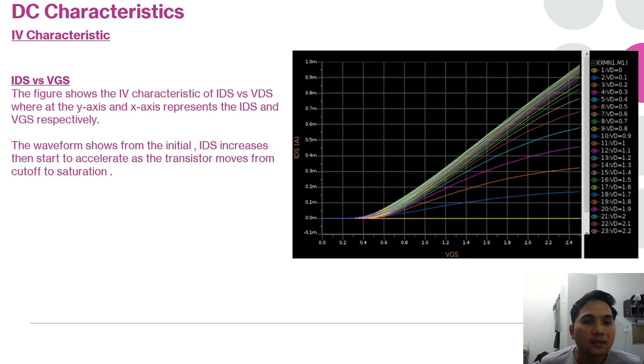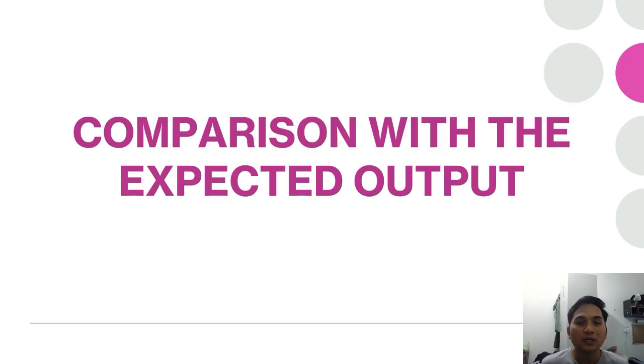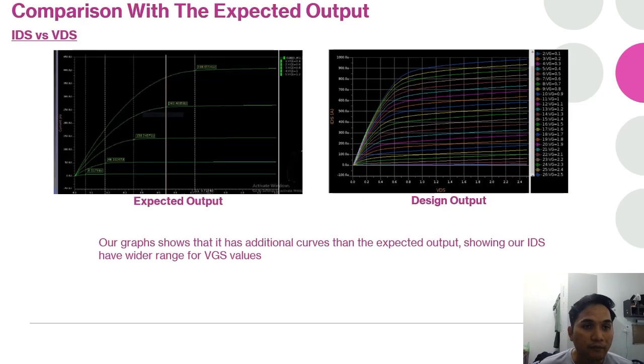And this is the IV characteristic of IDS versus VGS, where the y-axis represents the IDS and the x-axis represents the VGS. The waveform shows from the initial, the IDS increases, then starts to accelerate as the transistor moves from the cutoff to saturation. We make a comparison with the expected output and our own outputs.